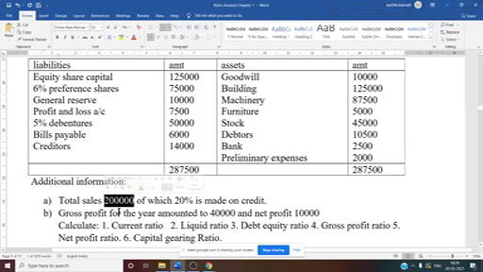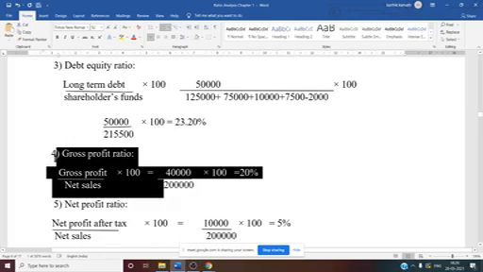Gross profit divided by net sales into 100: 40,000 divided by 2 lakh, directly from the adjustment, into 100. Gross profit ratio answer is 20%. That is question number 4, whatever they have asked.